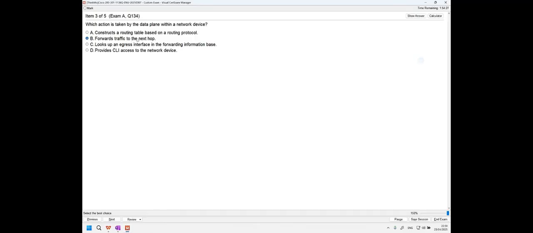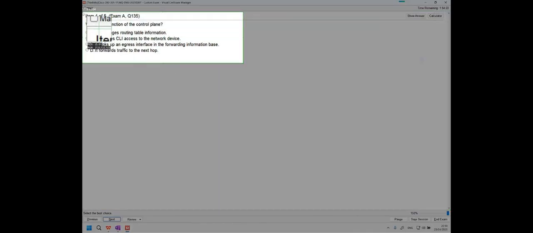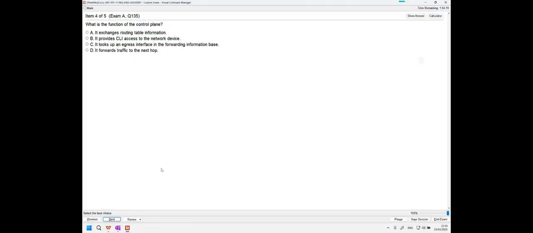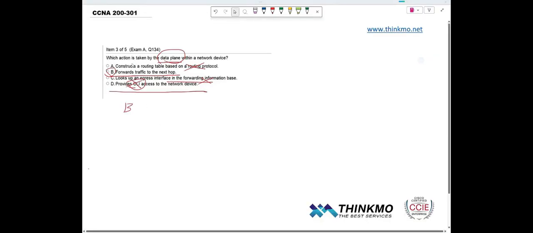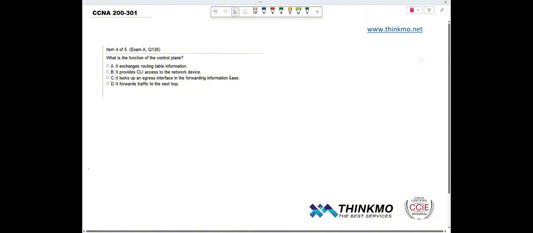Let's look at the correct one. Choose B. Okay, the fourth question is about the control plane. Generally, when questions are set, they like to do it this way. That is, first, if you see the data plane, there will be things like the control plane and management plane. And then it asks, what does the control plane do?